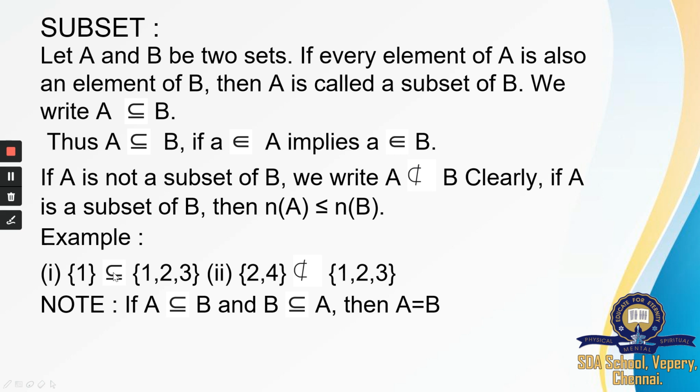For example, I'm saying the set {1} is a subset of {1, 2, 3}. How can I say that? Because if you see in {1, 2, 3}, you have 1 over here, right? Therefore, I can call {1} a subset of {1, 2, 3}. Whereas in this case, the set {2, 4} is not a subset of {1, 2, 3}. Why? Because in this set, you do not have 4 over here. In case there was a 4, you could call it a subset. But just because there isn't any 4 over here, we cannot consider this to be a subset of {1, 2, 3}.